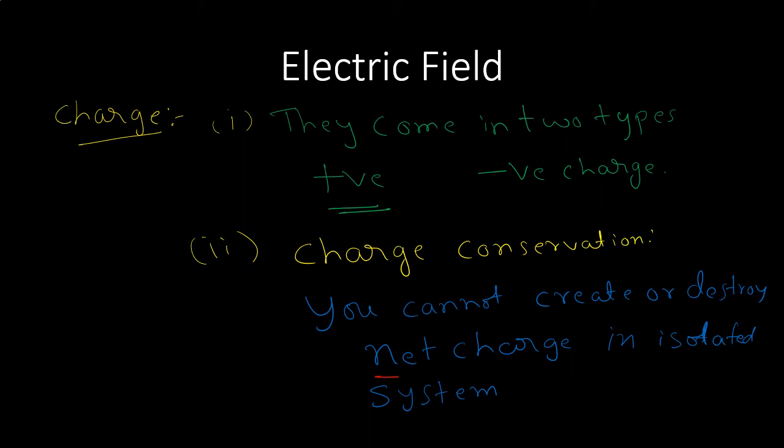Careful about the word net, because you can create 1 coulomb positive charge, but at the same time you should create minus 1 coulomb charge also. Let me explain with one physical example. We know that light comes in particle form. They are called photons, and photon has zero charge.